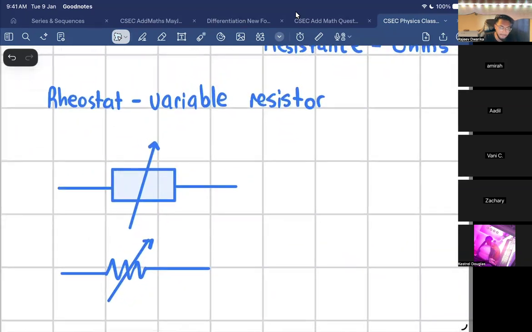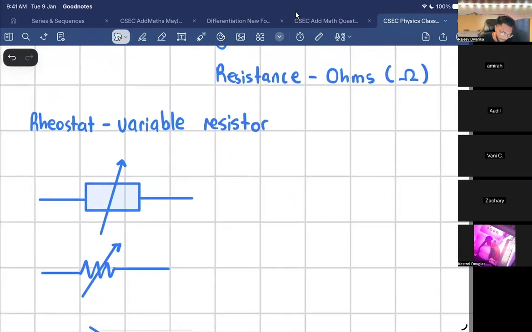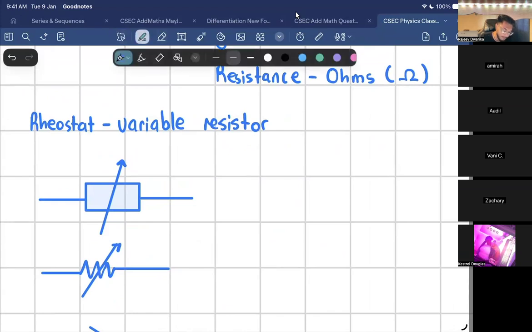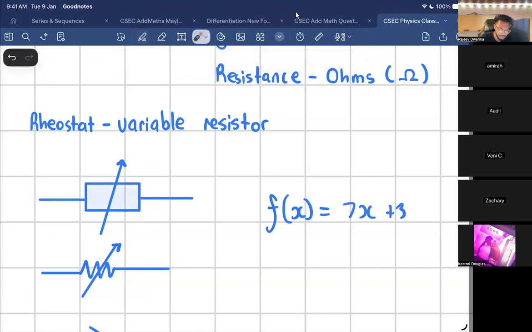You could change the resistance, so you could decrease it or increase it. Right. That is it. Guys, it's in the word: variable. Think in maths. If something is a variable, what can we do? Think of a function, f of x is equal to 7x plus 3. What could I do with x? You could change the number. Exactly. I could change the number, right?